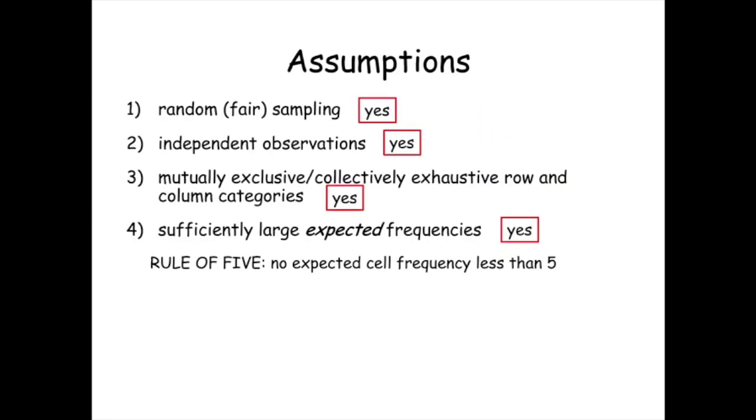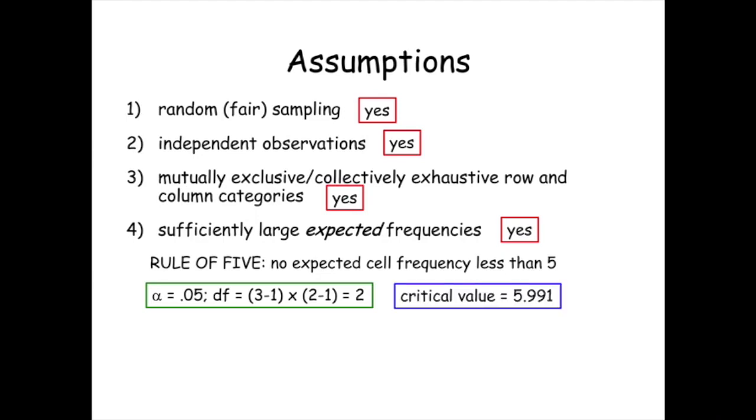This study used random sampling, and interviews were done privately, so responses can be considered to be independent of one another. Categories for each variable are also both mutually exclusive and collectively exhaustive, and the sample size assumption has been met. The researchers used a significance level of 0.05, and there are 2 degrees of freedom. So the critical value of the test statistic is 5.991.